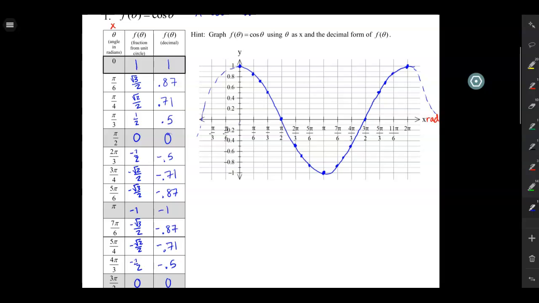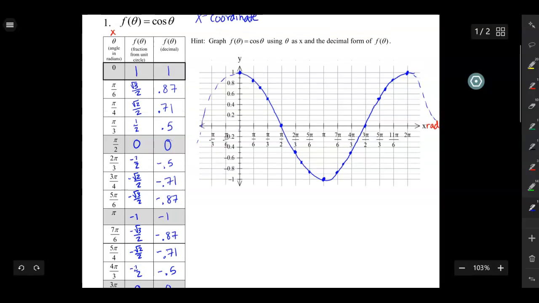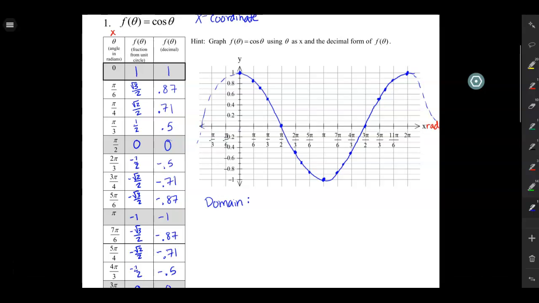So let's talk about some important key features of this graph. First, let's talk about the domain and the range. The domain, remember, is what x values I can graph here. The domain of cosine is always negative infinity to infinity, which means that I can graph as far to the left and the right as I want to.